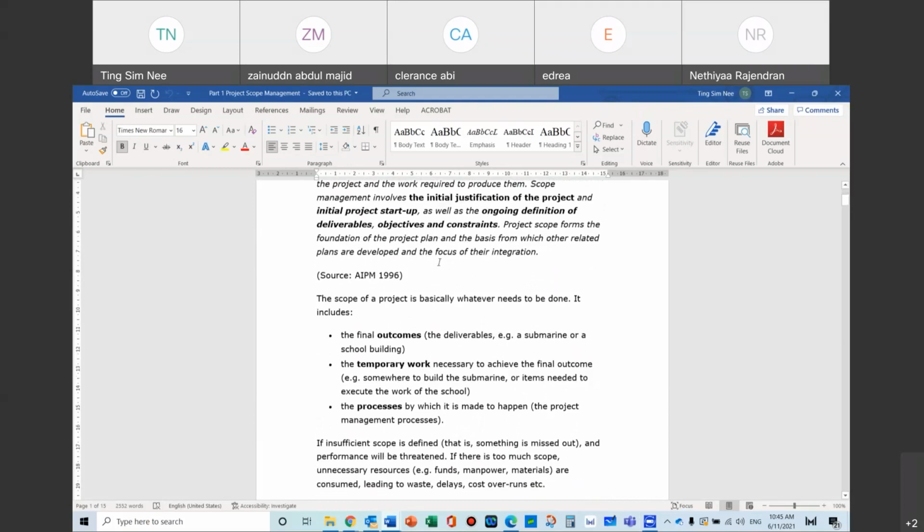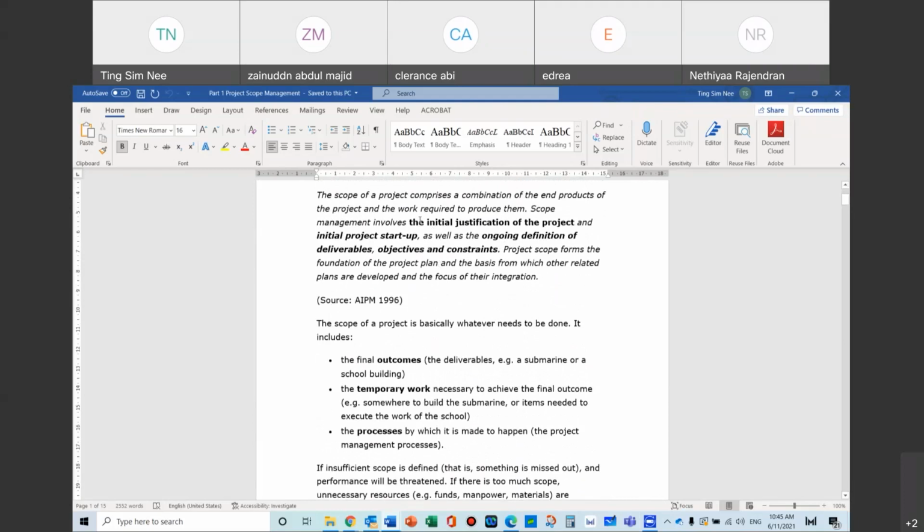You need to find out what is the outcome. What is the final outcome? What we really want. So the outcome is lunch, or the outcome is a road, a double lane or triple lane or quadruple lane road. That is the outcome. And then what are all the different work that is involved, temporary works that are supposed to be there to execute the work, and what are the processes to make it happen. These are overall the scope of work that will be involved. Scope definition.